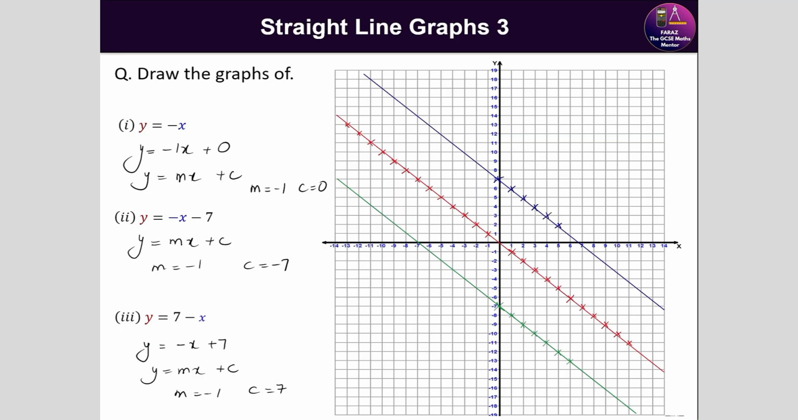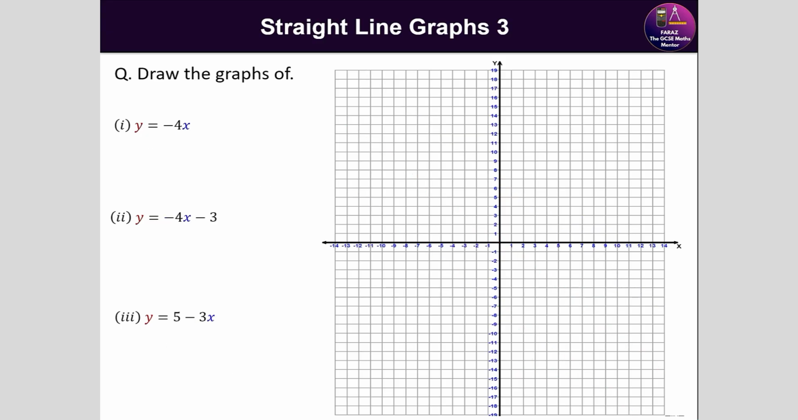So this line has equation y equals 7 minus x. The red one is y equals negative x, and the green one is y equals 7 minus x. Alright, let's move to the next one.